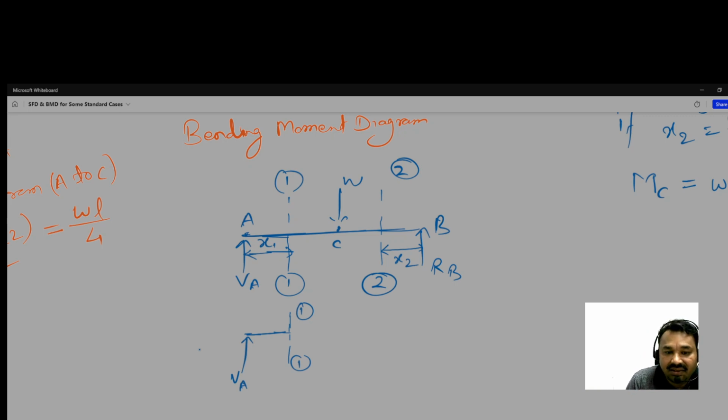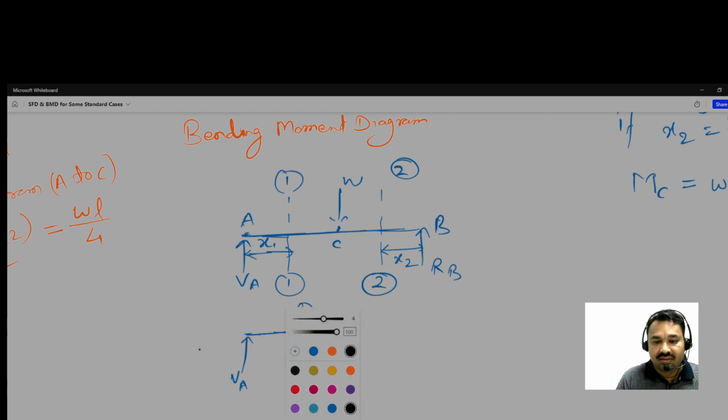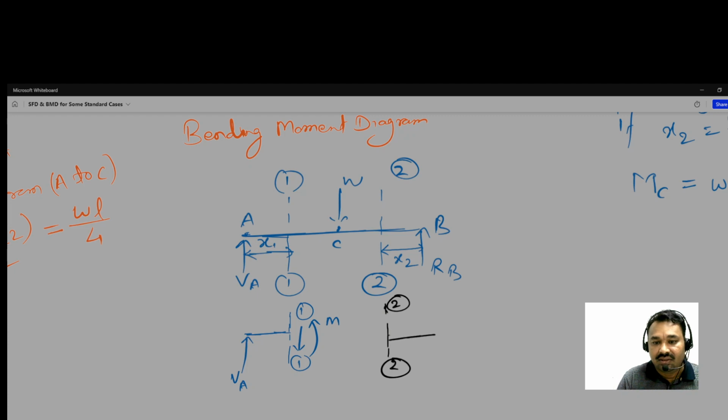Now after cutting, what shear force we have to show. So shear force we have shown like that, downward acting, and this is M. Similarly, now the right side, this is section 2 and this is B, RB. Okay, and this is S.